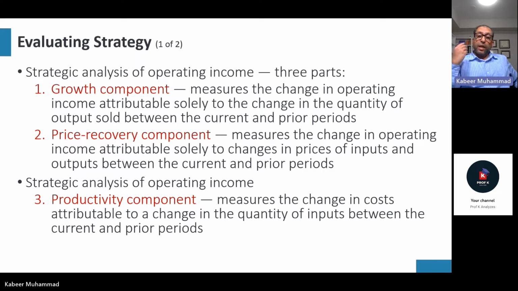The reason behind this, again, is the balanced scorecard, with its four areas of concern or four perspectives. Financial is definitely covered under the growth. Customer satisfaction is also covered under the price recovery component and the growth component, and the rest of the two are covered under the productivity component analysis. So this is going to be like this.